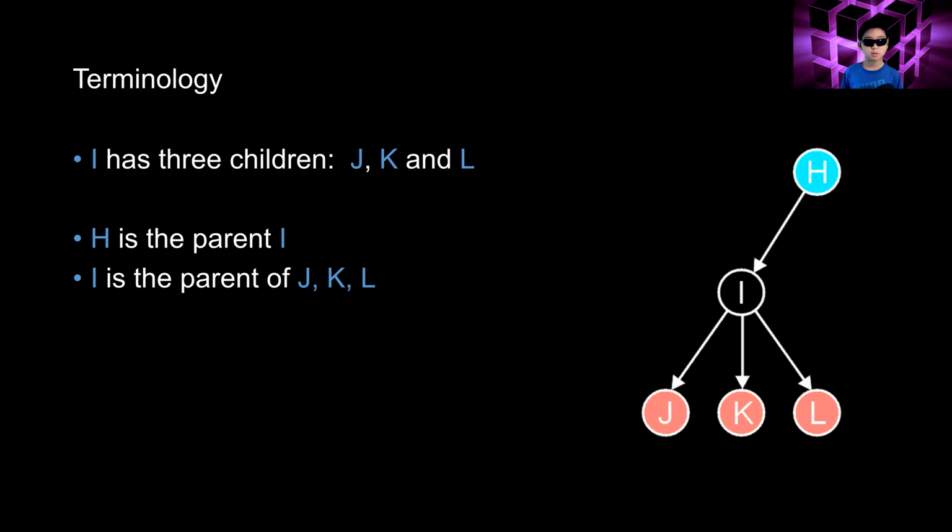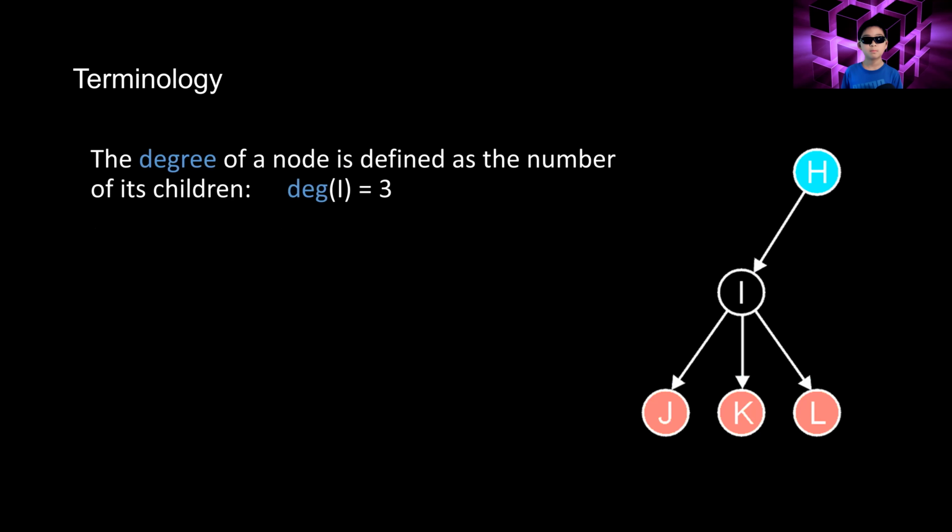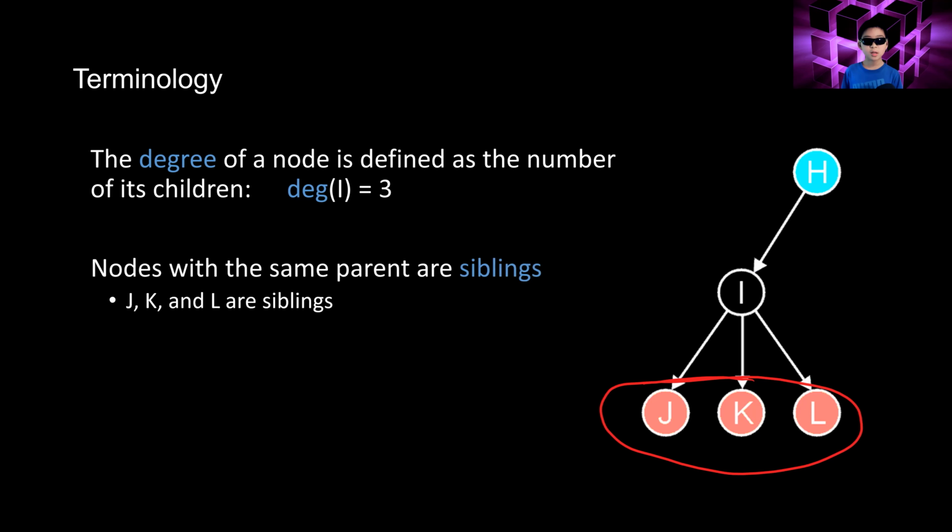Let's take a closer look. In this diagram, the node I has 3 children, J, K, and L. H is the parent of I, and I is the parent of J, K, and L. If a node can have a various number of children, how do we call that number? This is called the degree. For example, the degree of node I is 3. Just like in real life, siblings are children with the same parent. So J, K, and L are siblings of each other.